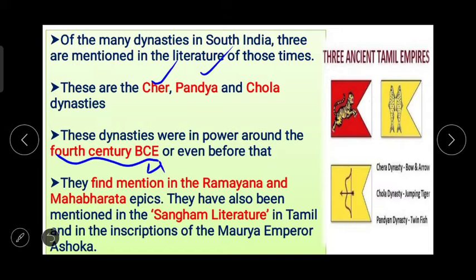They find mention in the Ramayana and Mahabharata epics. They have also been mentioned in the Sangam literature in Tamil and in the inscriptions of the Maurya Emperor Ashoka. So not only one single source, but we have a number of references here. In Ramayana and Mahabharata also mentioned, then in Sangam literature also, and not only these two, but the references are there on the inscriptions of the Maurya Emperor Ashoka.